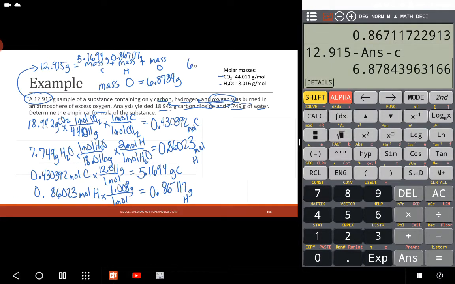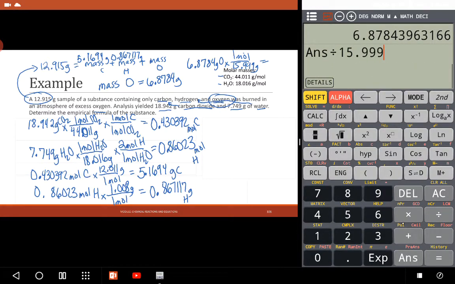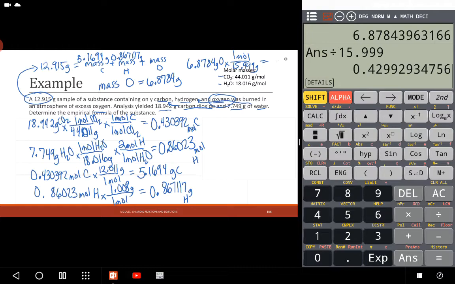And so I can take 6.8784 grams of O, got to divide by the molar mass in order to cancel out grams. 15.999 grams per 1 mole. And so that's going to be equal to 0.4299 moles of O.